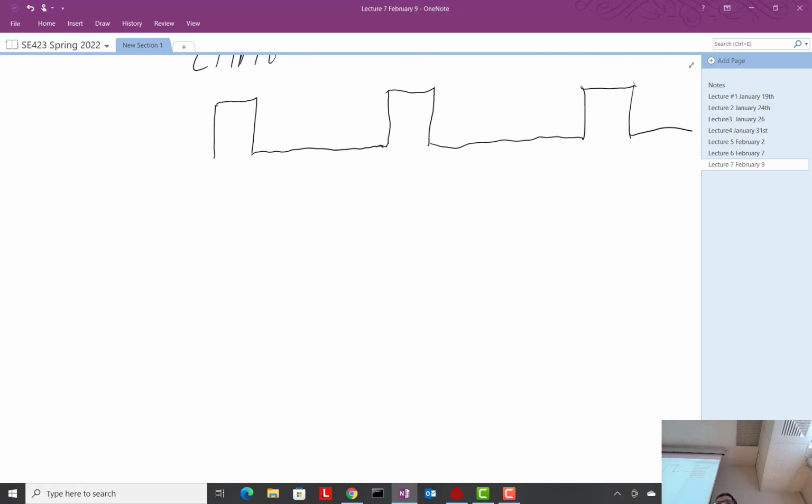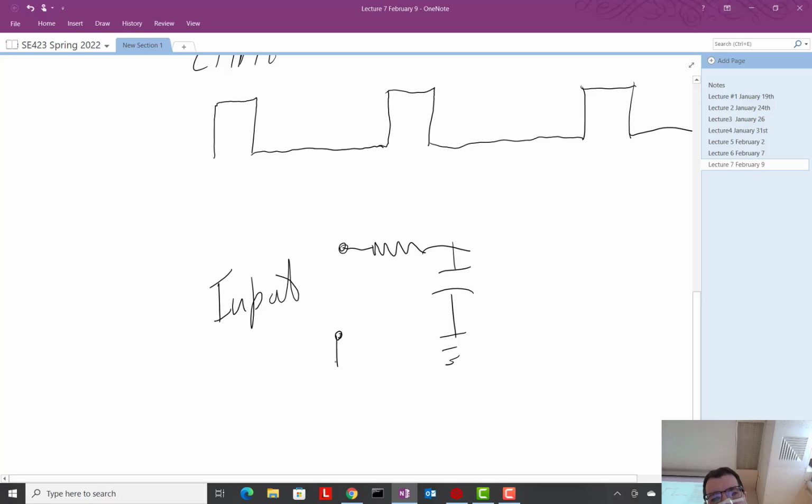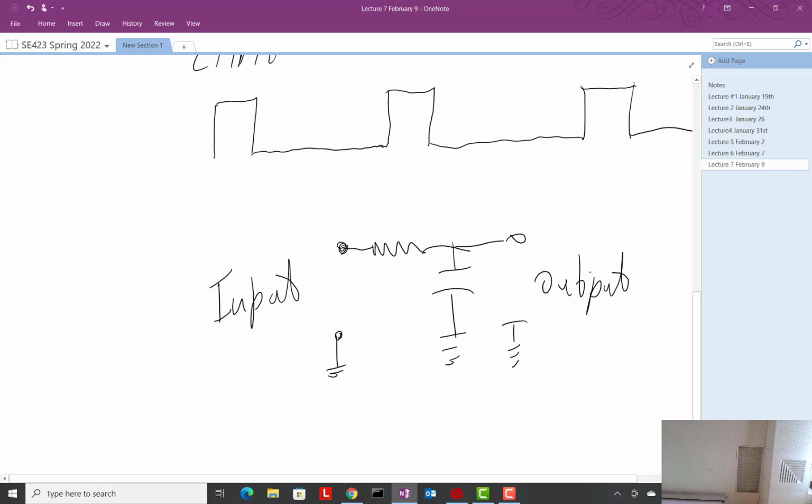We could put it in Simulink if you wanted to, or something like that. But what if we had just a very simple low pass filter? A resistor and a capacitor to ground. And this is our input, and this is our output right here to ground. If we looked at that output, depending on the time constant of that RC filter, you should just see a constant voltage if it's the right value, right?